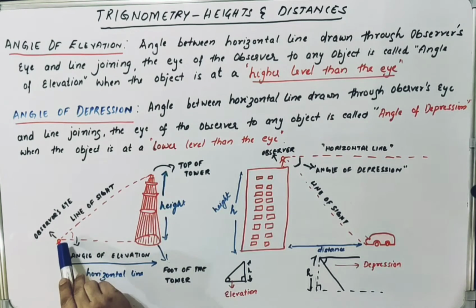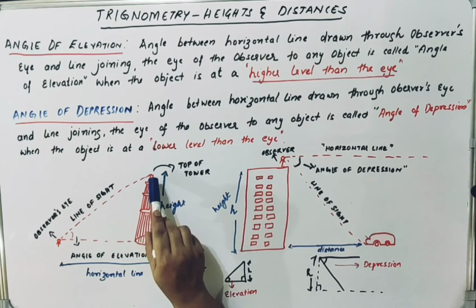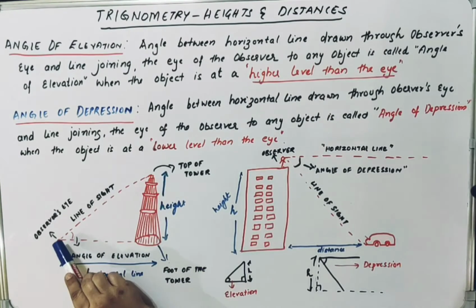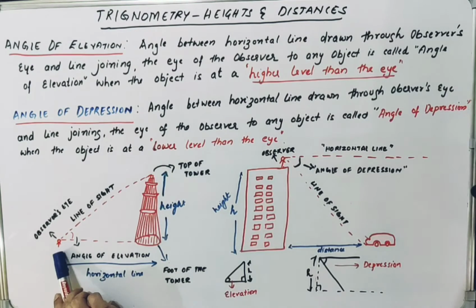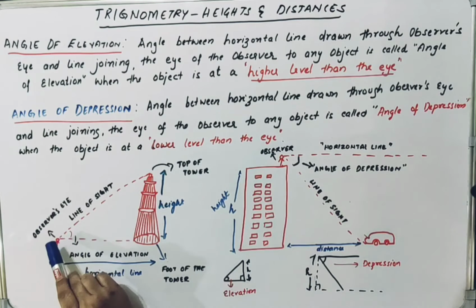Now here in this case, he has to lift his eyes or head to look at the object because the object is at a higher level. So this line from the observer's eye till the top of the tower is the line of sight. And this horizontal line, from the observer's eye till the foot or the base of the tower is the horizontal line. The angle between the line of sight and horizontal line is the angle of elevation.